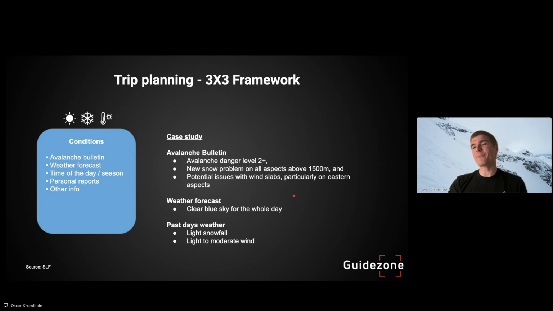And then we have the weather forecast. Well, we have clear blue sky for the whole day. And the past days' weather has been light snowfall and light to moderate wind. So this explains very much why we have the avalanche problem that we have, with new snow problem and some potential issues with wind slab on western aspects.